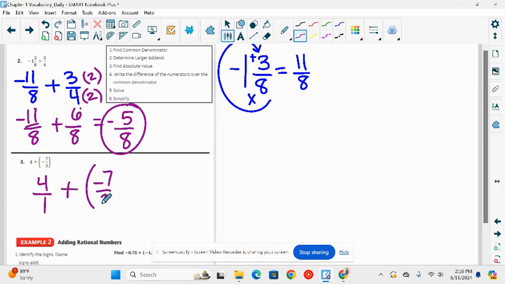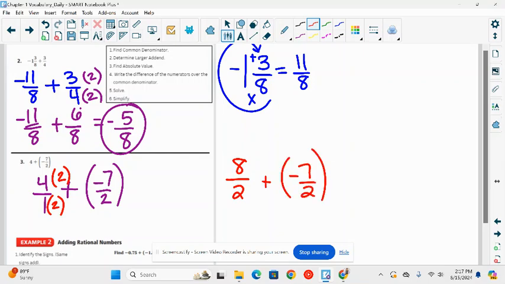So we still need a common denominator, so we're going to multiply by 2. What we do to the bottom, we do to the top. So my new fraction is 8/2. I'm going to write it over here, 8/2 plus -7/2. The signs are different. If they're different, we subtract, so 8 take away 7 is 1. One half, and it's positive because the positive number is bigger. Beautiful.